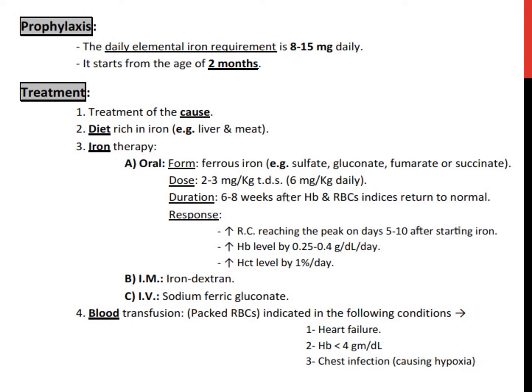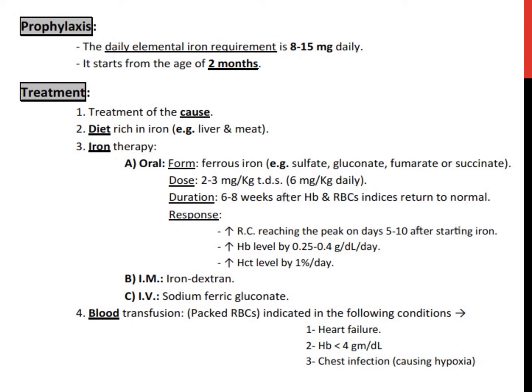Of course, prophylaxis is very important, and we have to give the patient iron about 10 to 15 milligrams daily, and we have to start iron supplementation from the age of 2 months for preterm babies. But for full-term babies, we can start iron supplementation at the age of 3 months if the baby is receiving artificial feed, or at the age of 4 months if the baby is receiving breastfeeding.